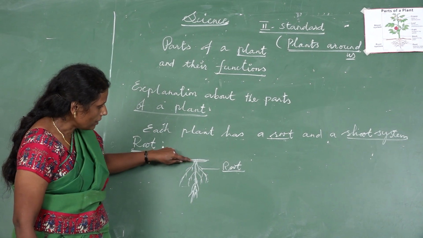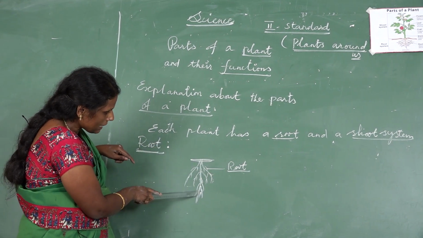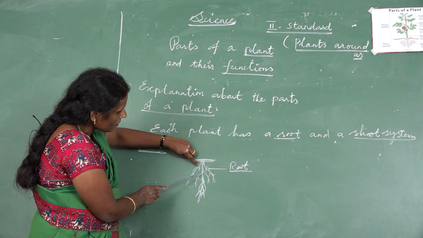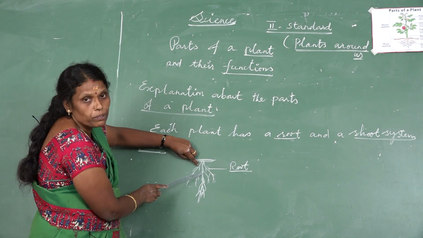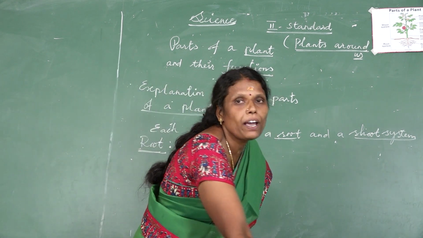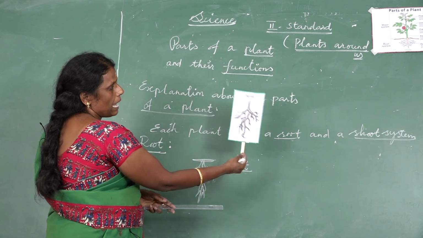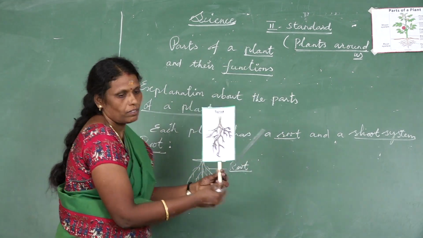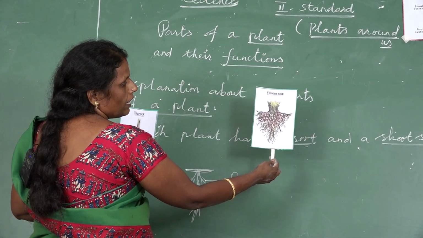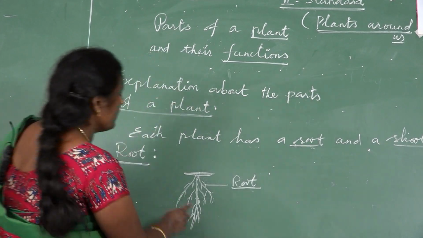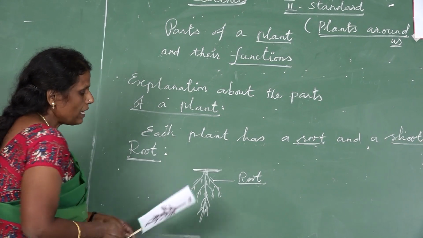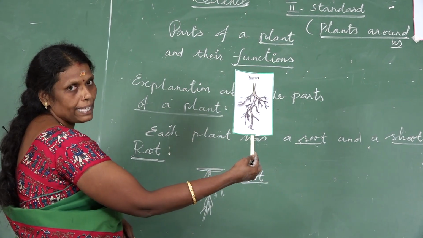The part of the plant that grows towards the ground is called root system. It has 2 main types. One is taproot and another one is fibrous root. It is the taproot. It is the fibrous root. The root has no color. First we have to see about the taproot.